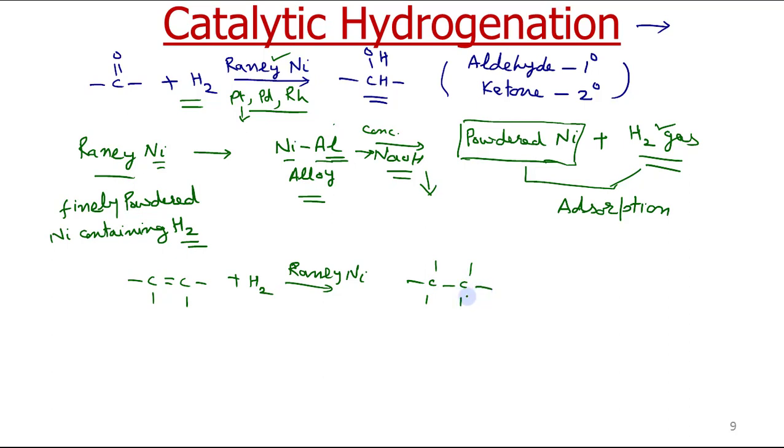So if in a group both C double bond C and C double bond O are present, and if we reduce it with this process, catalytic hydrogenation, both the C double bond C and C double bond O will be reduced. Let us understand this with an example. I will write an example.